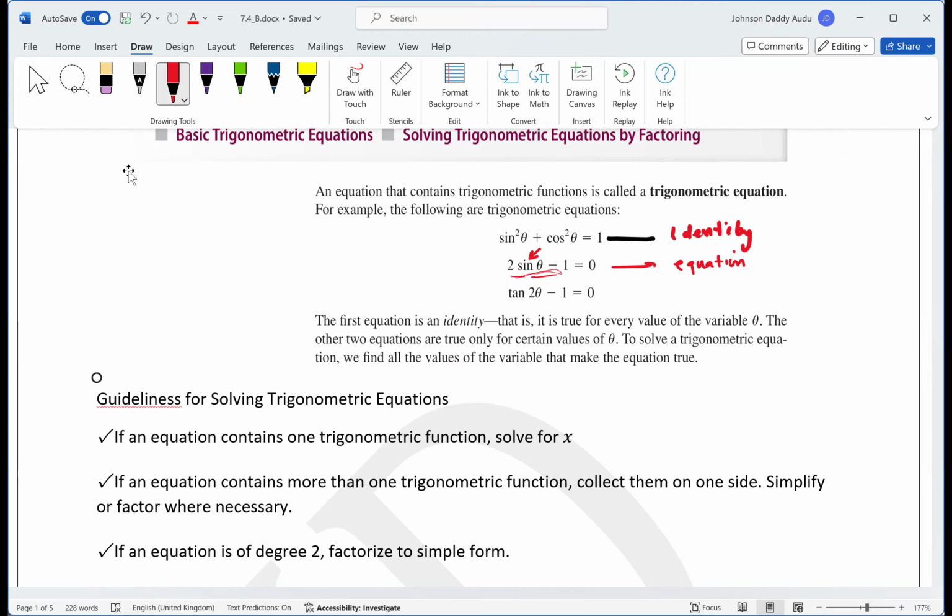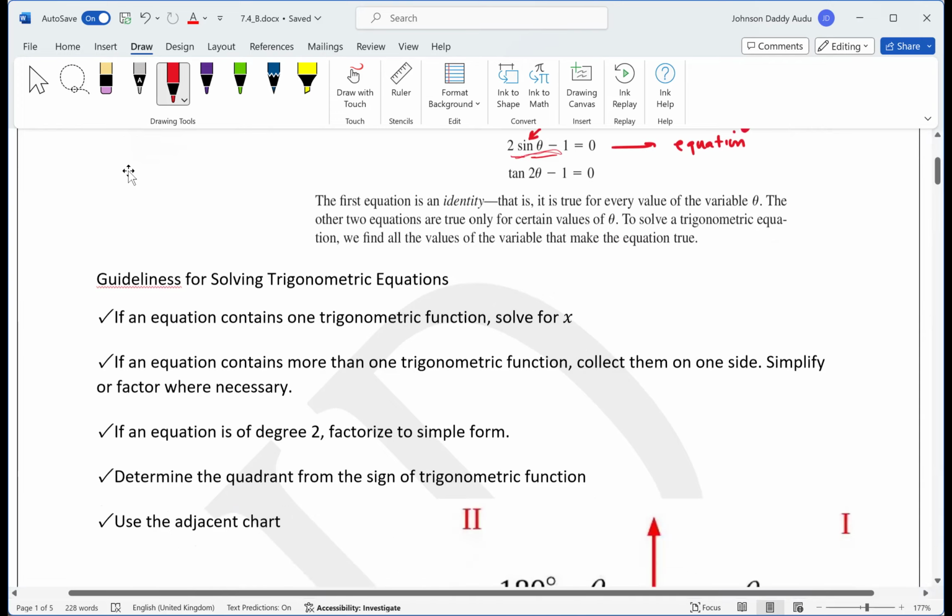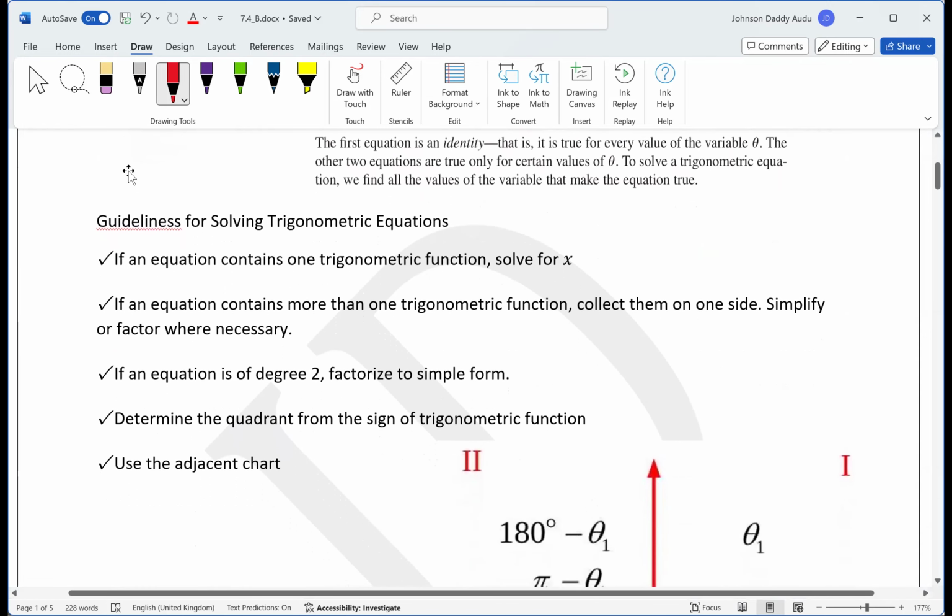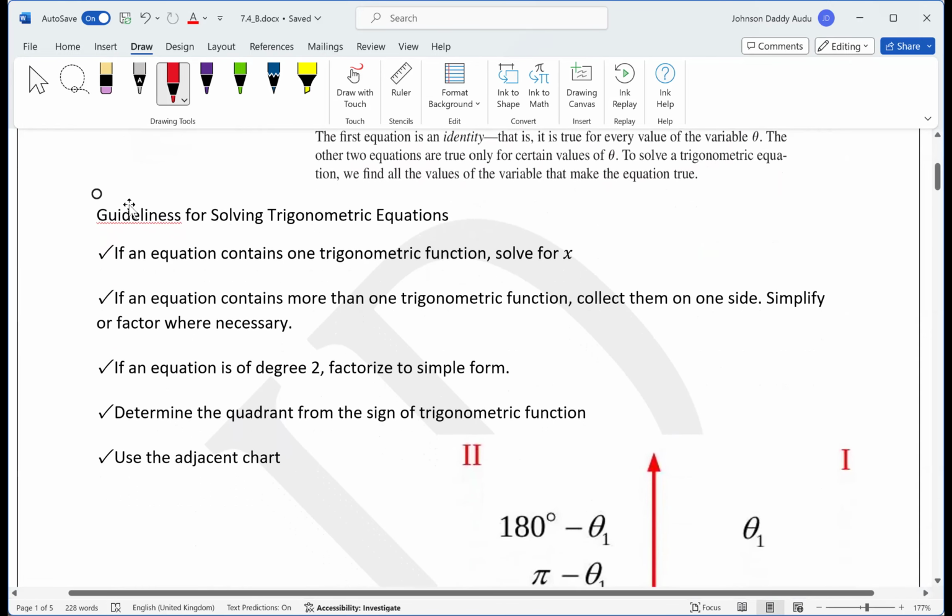So simply, these are just the difference between a trigonometric identity and a trigonometric equation. Also, this third one can only be true for some values of theta. All right, now how do we solve a basic trigonometric equation? There are some guidelines here we can use.